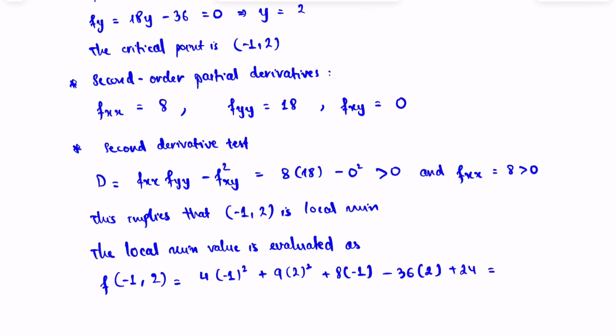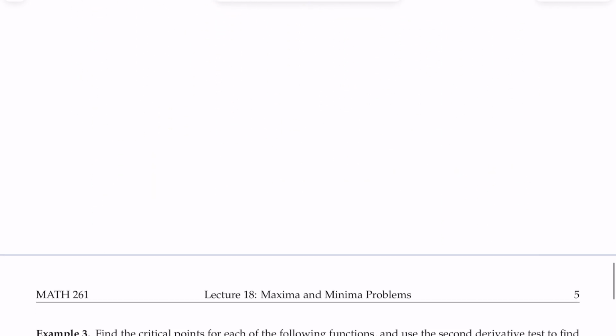And if we do the calculations correctly, we're going to get -16. And -16 is a local minimum value, and the local minimum value occurs at the point (-1, 2). Now I'm going to move on to another example.